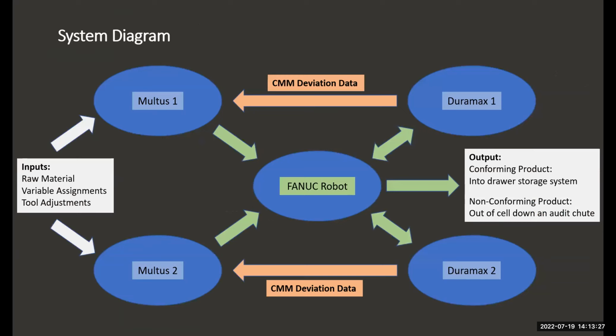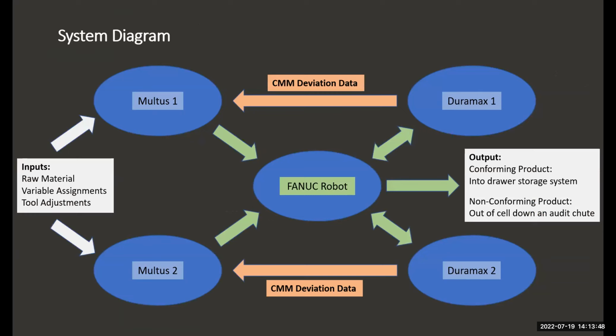This is the system diagram for the cell. The cell has system inputs at each of the Multis machines. Raw material is added, variables assigned, and adjustment made to tools as needed. The robot is the centerpiece of the cell and handles all interactions within the system, from removal of part from the machine all the way through to the output of a finished part.